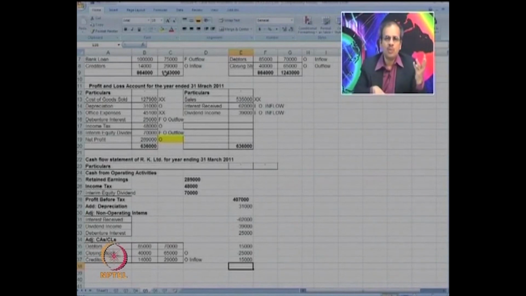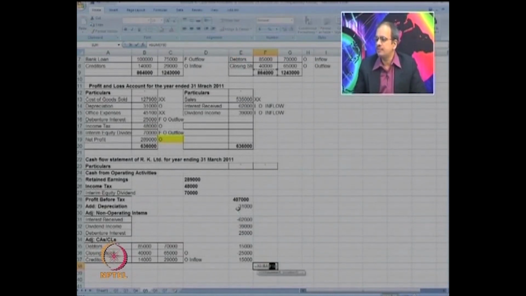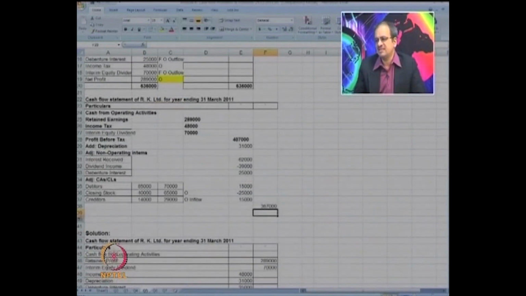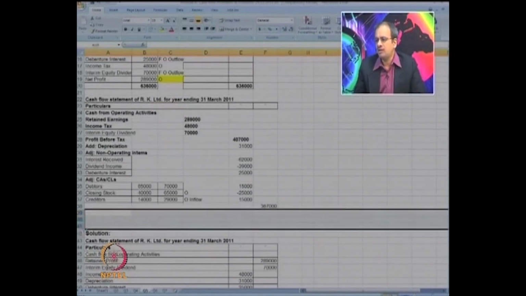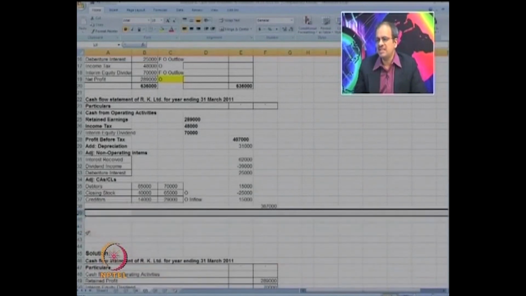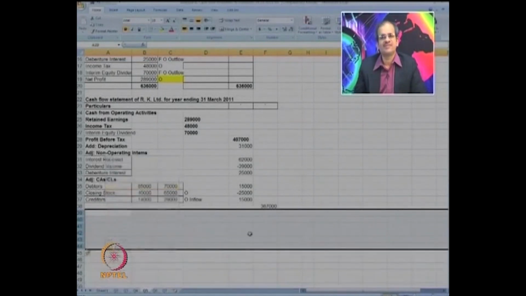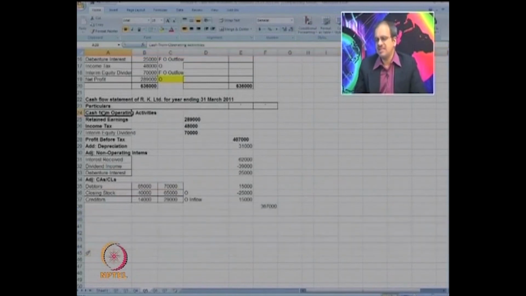We have done adjustment number 1 for depreciation, adjustment number 2 for non-operating items, and adjustment number 3 for current assets and current liabilities. If all the adjustments are over, we can take the sum of PBT with all these items. This represents the cash from operating activities. Now we will go for the next heading. What is the next heading? Yeah, you are right. It represents cash from investing activities.